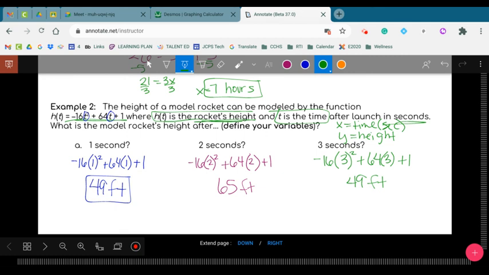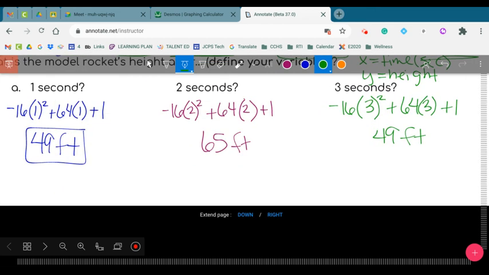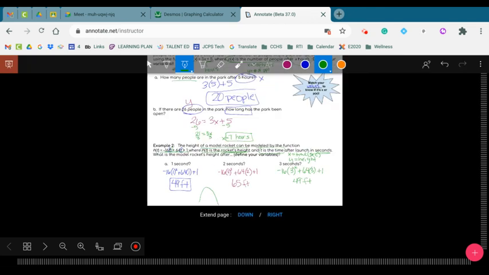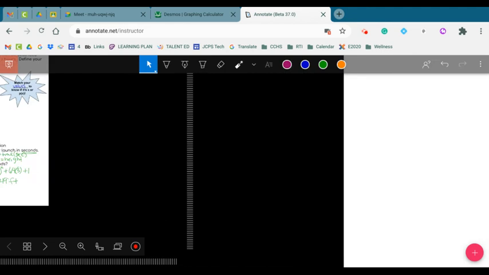So those are our 3 answers. So you're like, Mrs. Gilbert, why after 3 seconds did it go back down? That's because this rocket, this is called a quadratic because we have the exponent of 2. A quadratic graph will look something like this. It goes up and then it goes back down. So keep that in mind. Okay, next page.